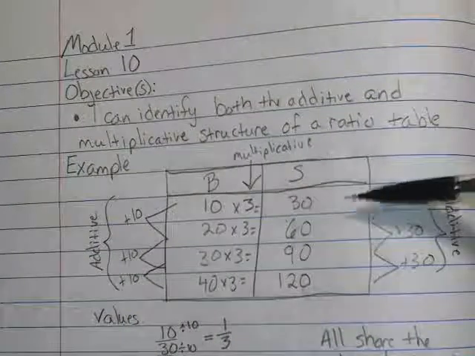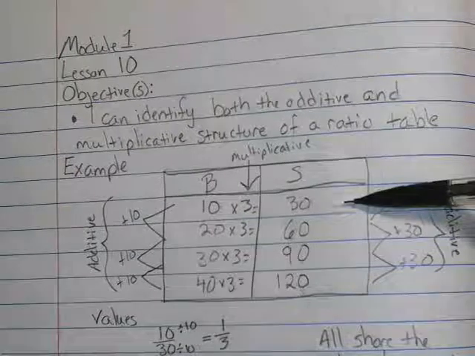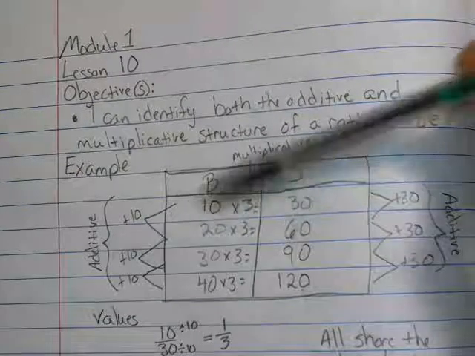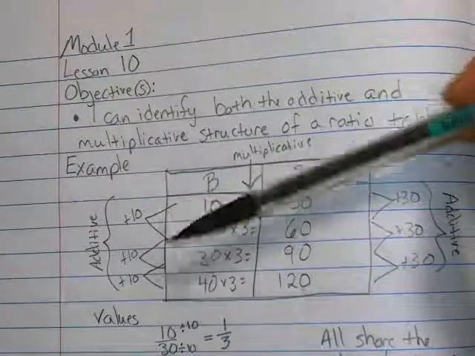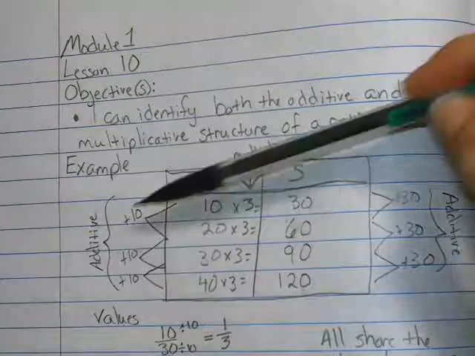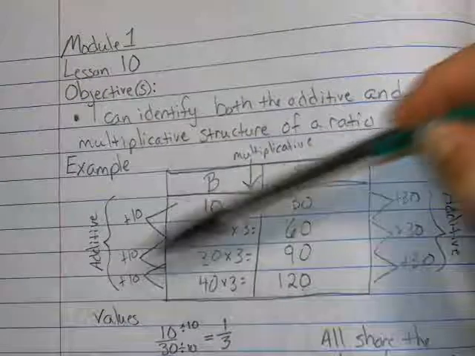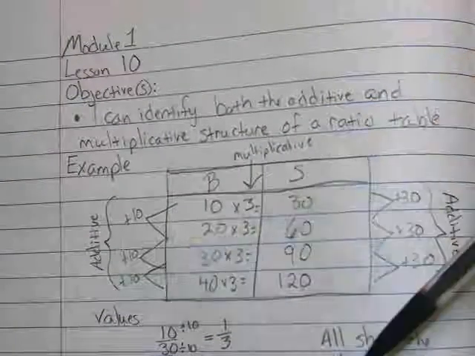Which demonstrates that we were skip counting by the first number. On the left side, we started with the 10, and so the number we were skip counting by was 10, which is repeatedly adding 10 each time. 10 plus 10 gave me 20, 20 plus 10 gave me 30, 30 plus 10 gave me 40.